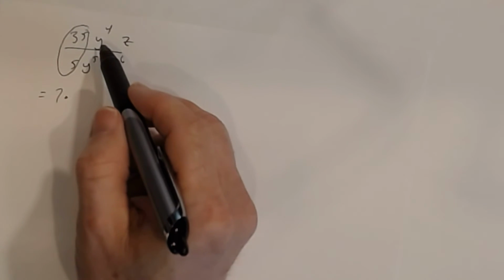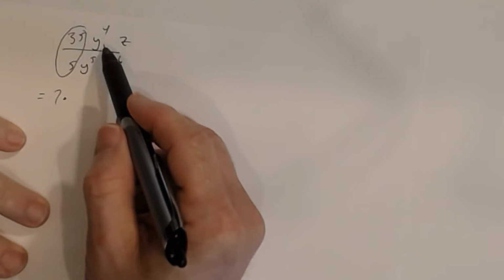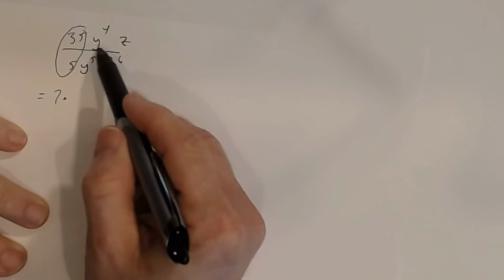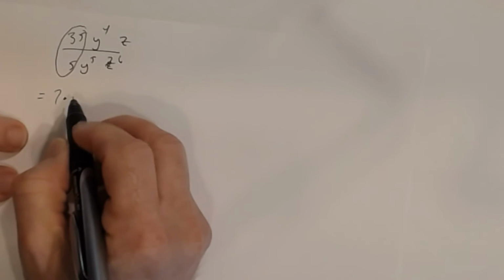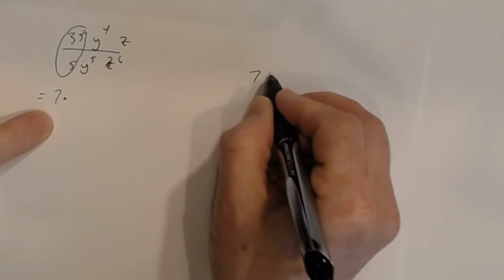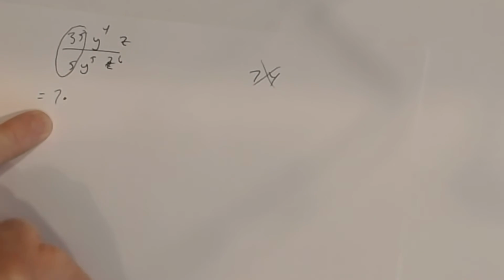What's going to get some students into trouble is they're going to say, well, I have 4 factors of y, 5 factors of y, so I'm left with 1 factor y. They make the mistake of saying this is going to be 7y. It's not. It is not 7y. So you've got to be careful.